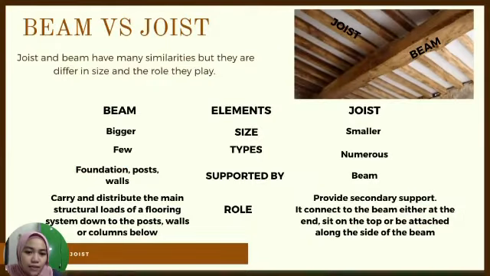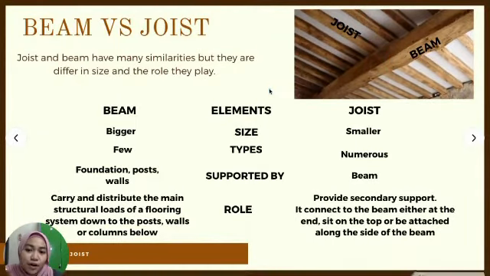And you might be confused about the difference between a beam and a joist. They have many similarities, but they are different in size and the role that they play. As you can see, the beam is much bigger in size, and the joist is smaller. And beams have few types, and joists have numerous types.